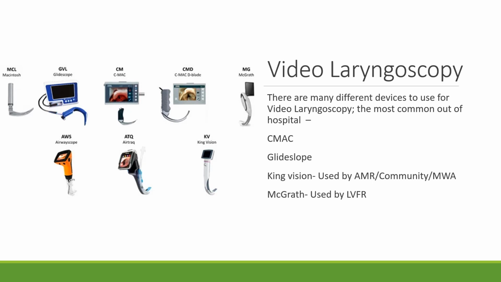It works pretty decent. Some of these are more effective, some are nicer, some are a lot more expensive, particularly the CMAC is typically the most expensive, and the Glide Scope's usually not too much cheaper. We're talking like $16,000 each, where McGrath or King Vision are anywhere from like 1,200 to 1,800. So you're talking almost 10 times the price from a McGrath to a CMAC. CMACs and Glide Scopes, typically they'll have both in the hospital. Many times at Spring Valley, the one that they have around the ER is going to be a Glide Scope.